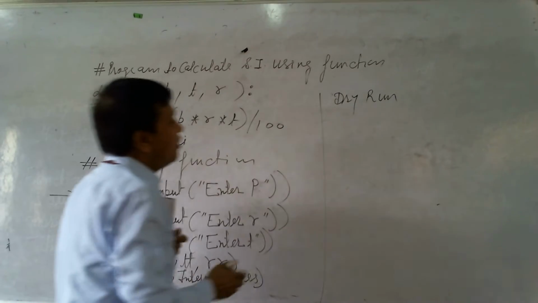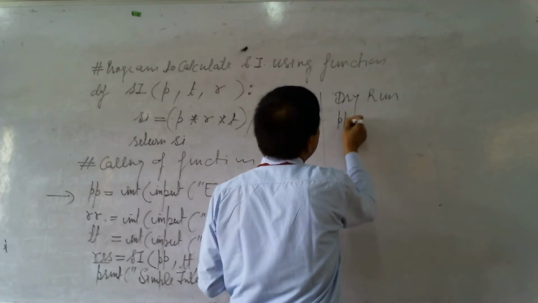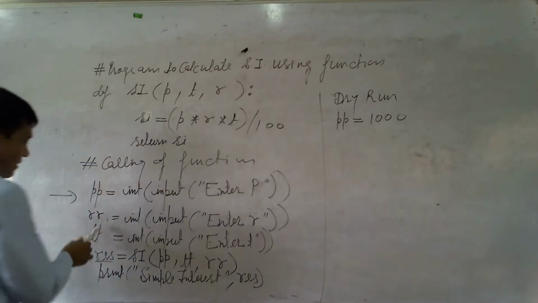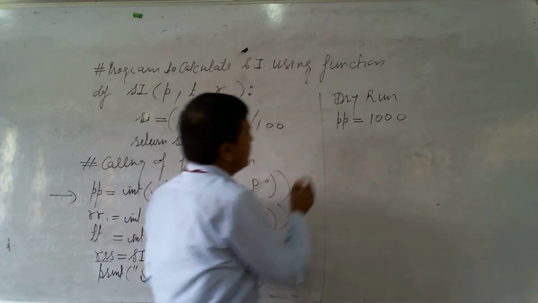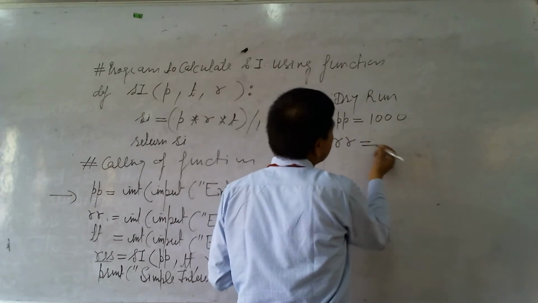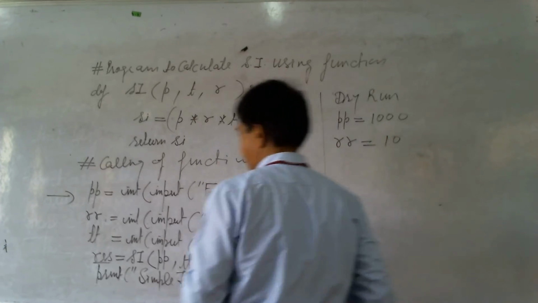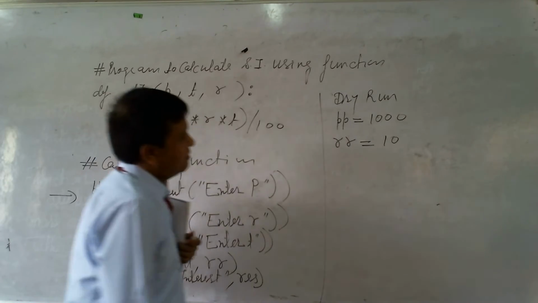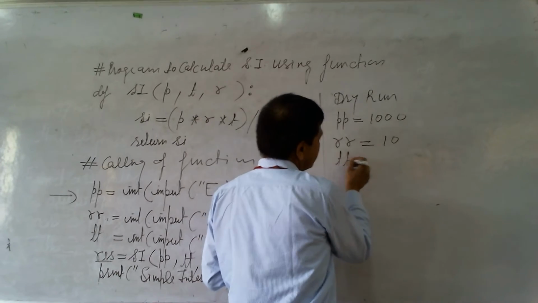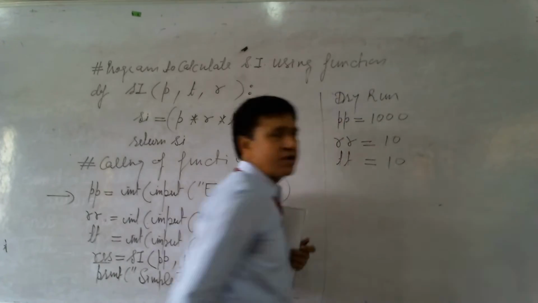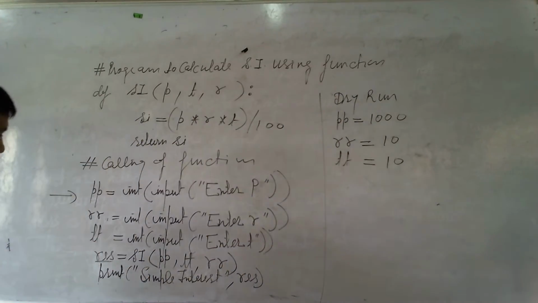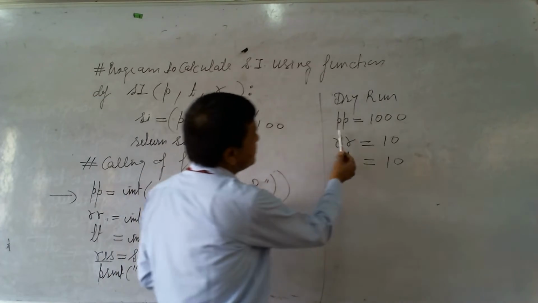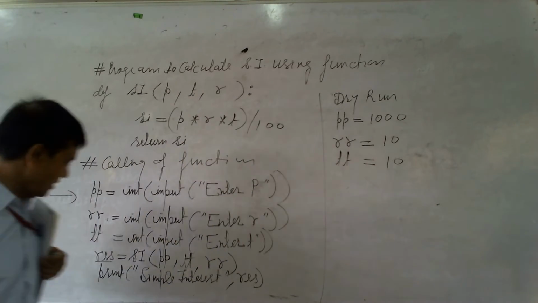For example, the principal amount I have accepted is 1000, and this rr value I have inputted here, for example 10, and time I can take any value. This is again, in this case, 10. Fine. After accepting these values in these variables, I am showing this as a dry run.